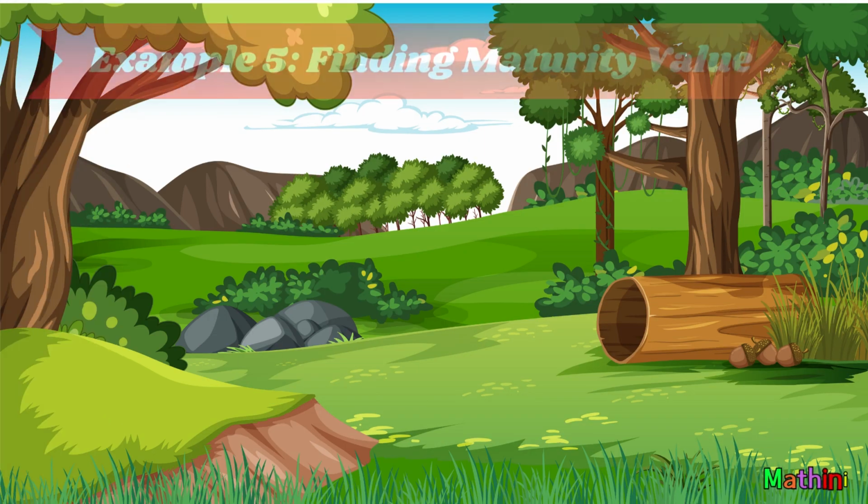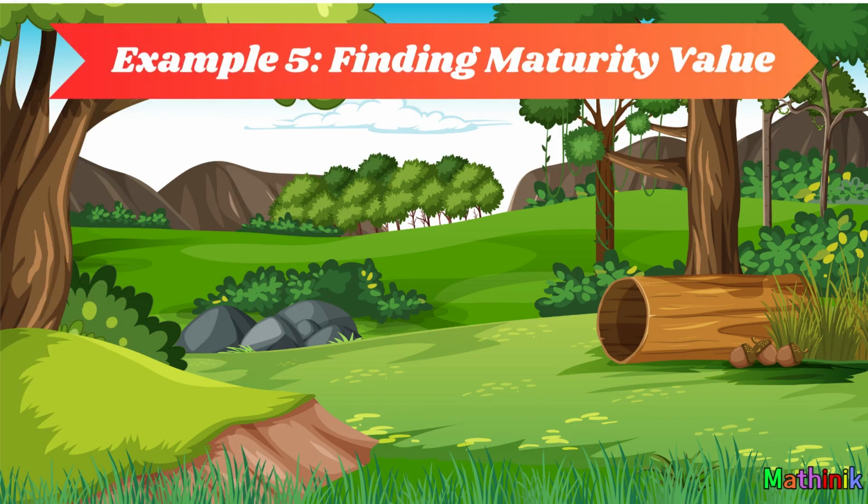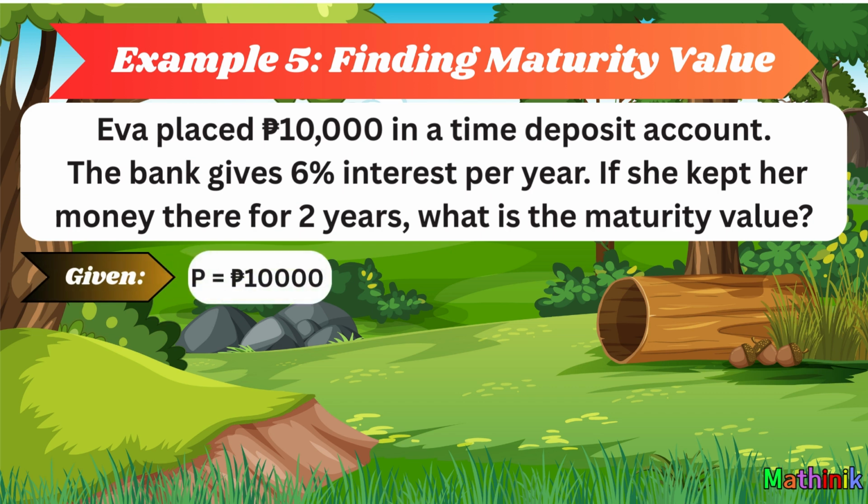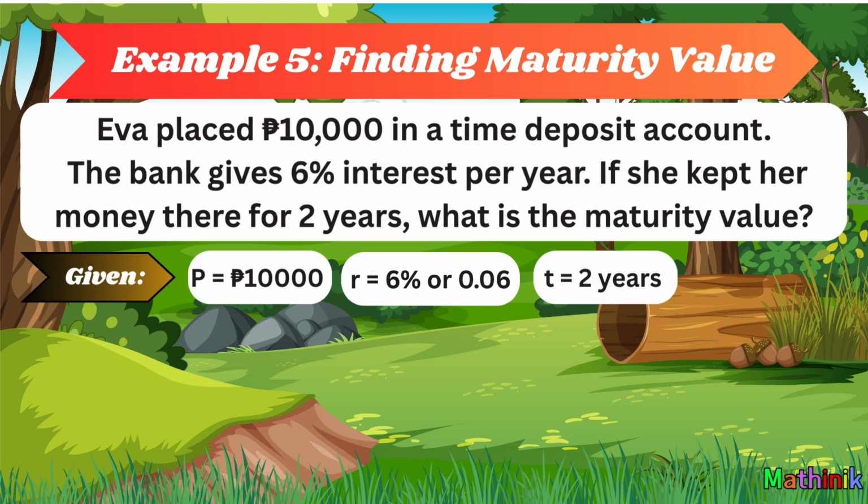Example 5. Finding maturity value. Eva placed 10,000 pesos in a time deposit account. The bank gives 6% per year. She kept her money there for 2 years. What is the maturity value of her investment? Let us identify the given values. The principal is 10,000 pesos. The rate is 6%. The time is 2 years. We are asked to find the maturity value.